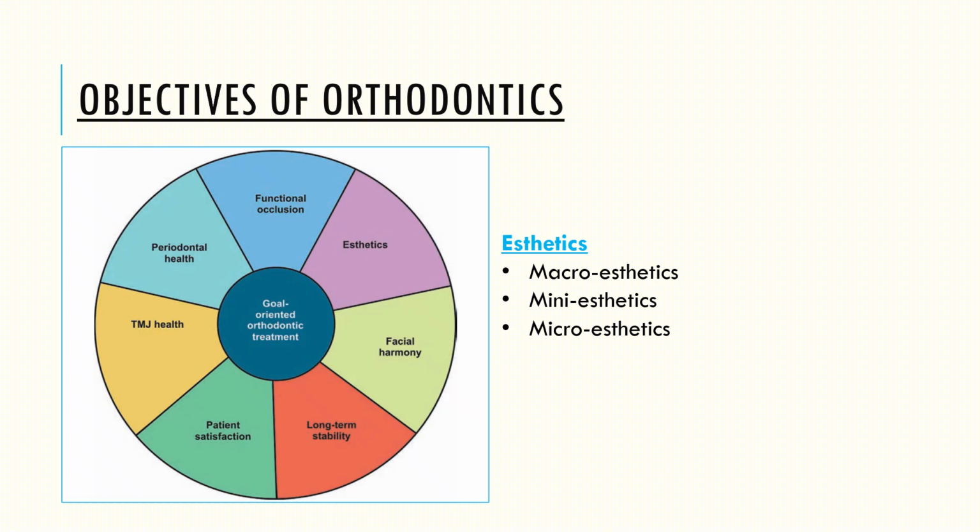Aesthetics. Aesthetics are broadly classified into macro aesthetics, micro aesthetics, and mini aesthetics. One of the primary objectives of orthodontic treatment is to achieve all these three within a specific period of time.